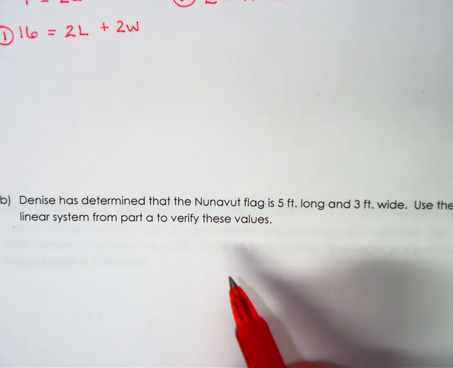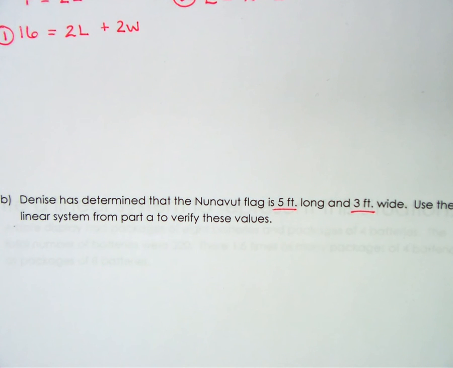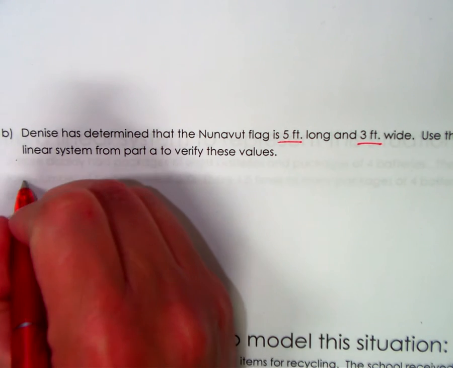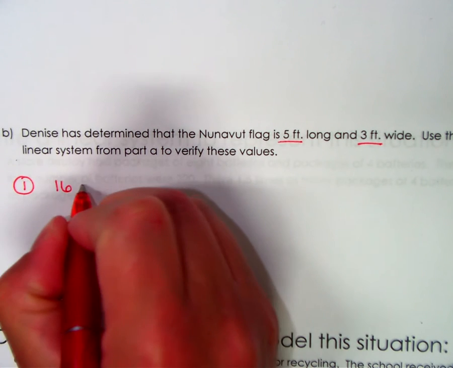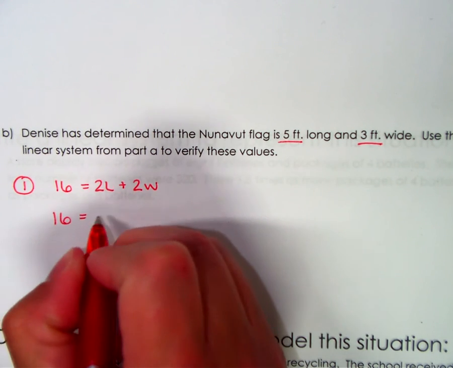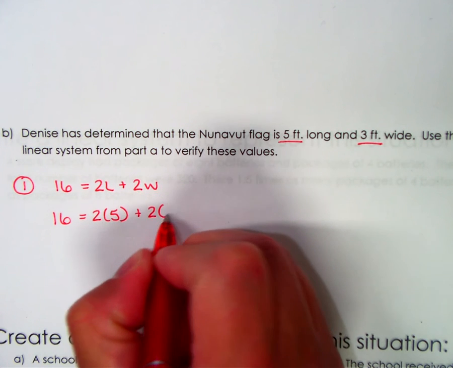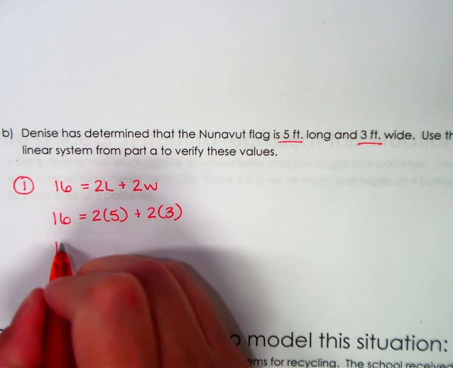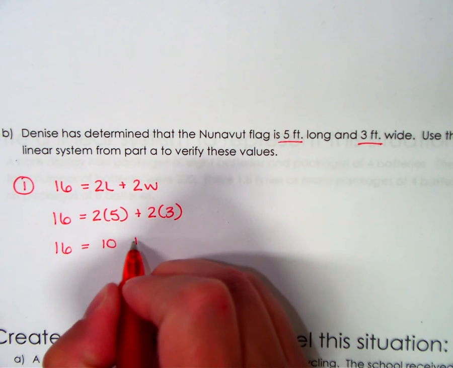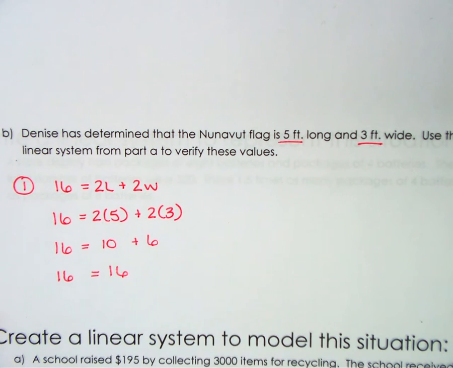Denise has determined that the Nunavut flag is 5 feet long by 3 feet wide. So now we're going to verify if that's correct. So we're going to put it into equation 1. 16 equals 2L plus 2W. So 16 equals 2 times 5 plus 2 times 3. Does it work here? Yeah, they're both equal to each other, so that makes sense.